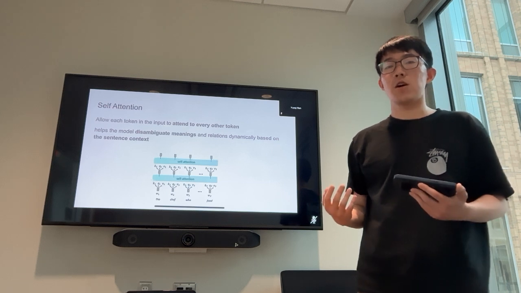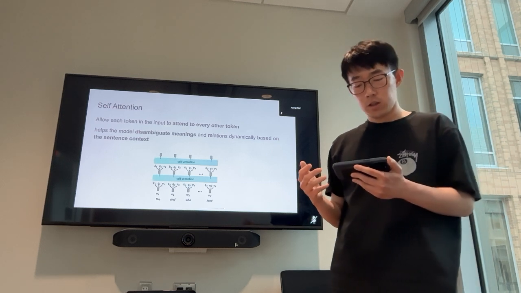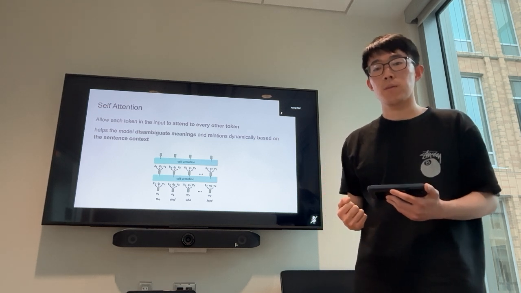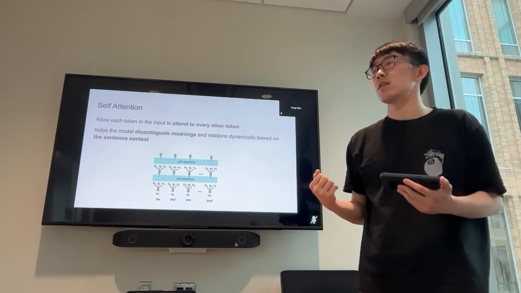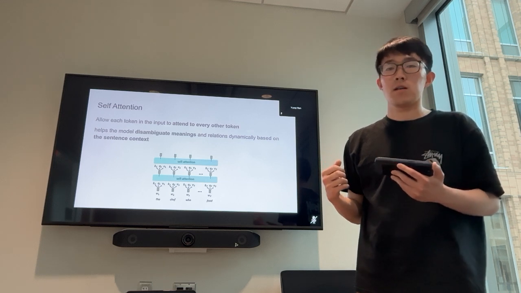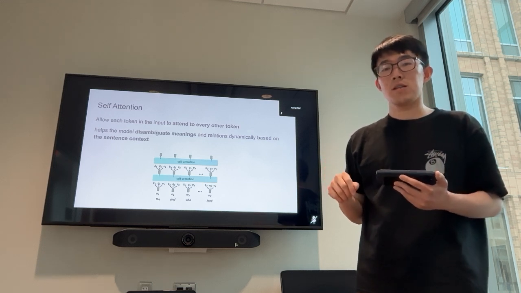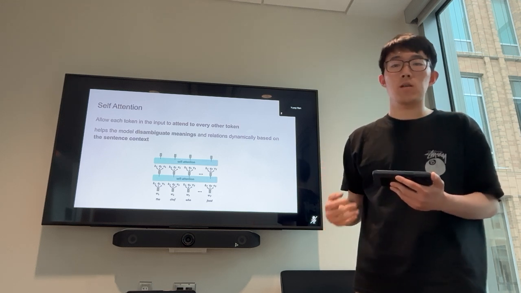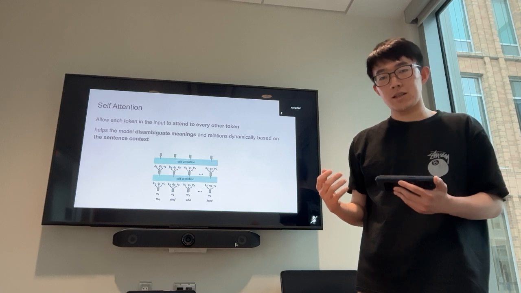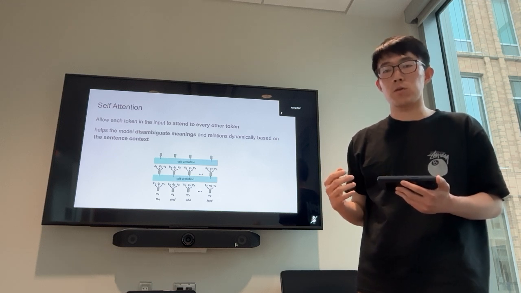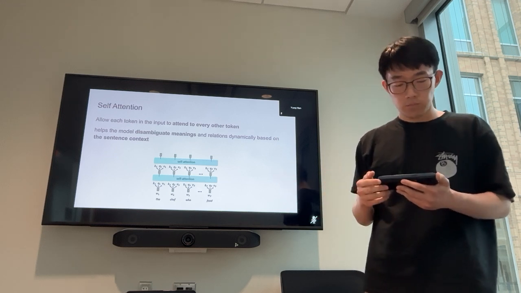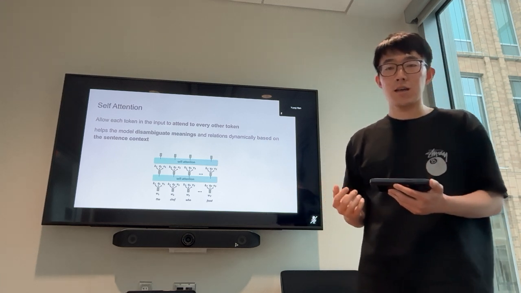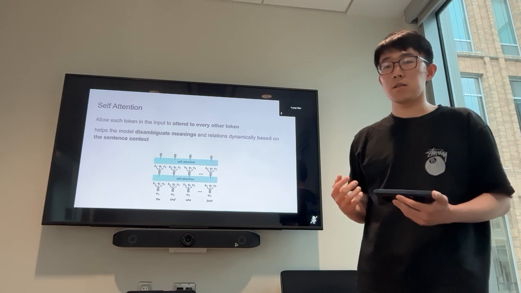That brings us to the self-attention mechanism, which allows each token in the input sequence to attend to every other token in the sequence. This means that given a specific word in the input, we have its embedding, and we can refine this embedding by incorporating more information about the relationships of this token with all tokens in the sequence. This helps the model disambiguate meanings and relations dynamically based on the sentence context.